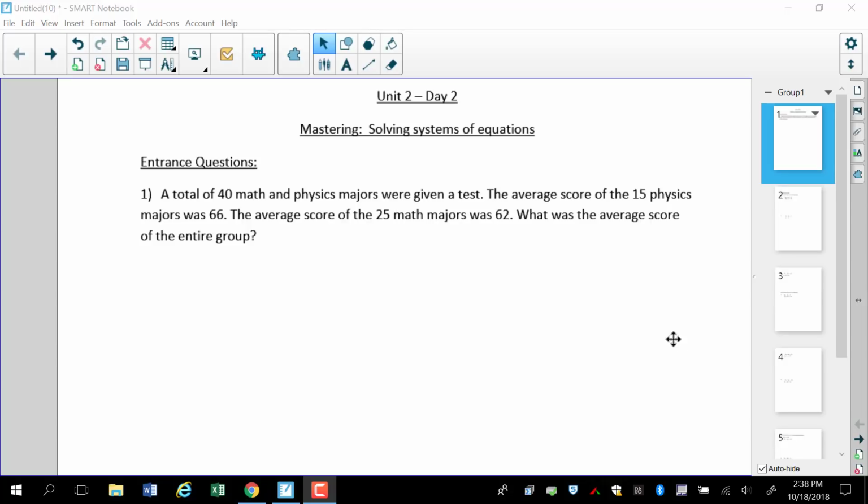All right, this is day 2 of Unit 2 with solving equations. We are going to skip this first page because I am not going to be here to cover this. We'll cover this in class separate.